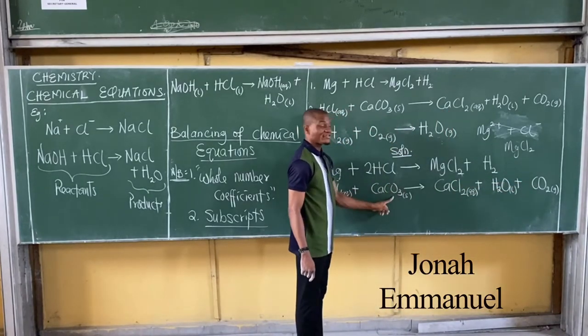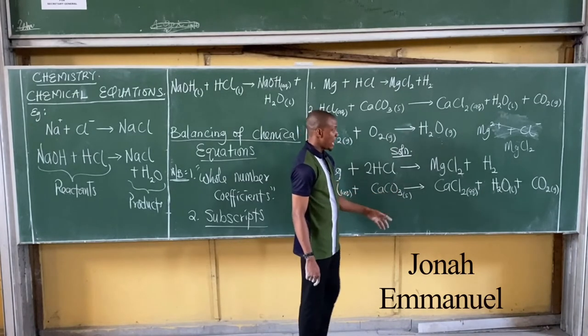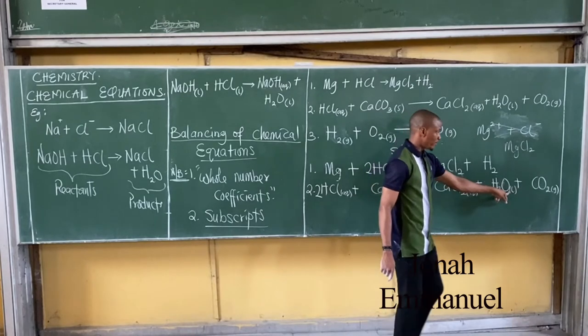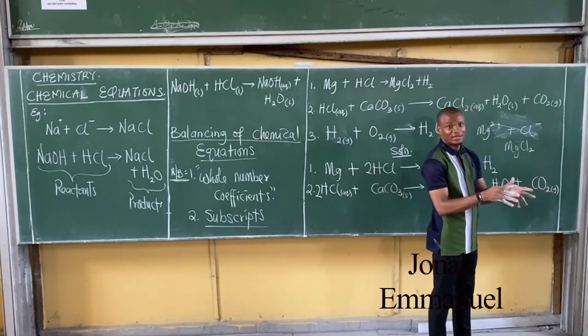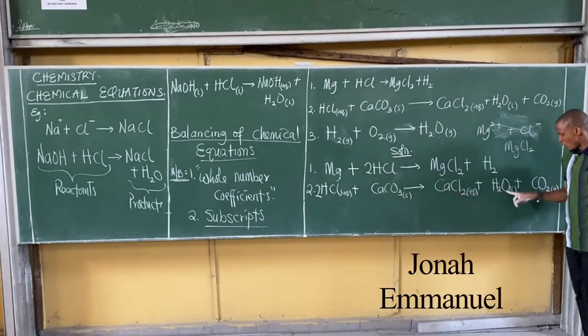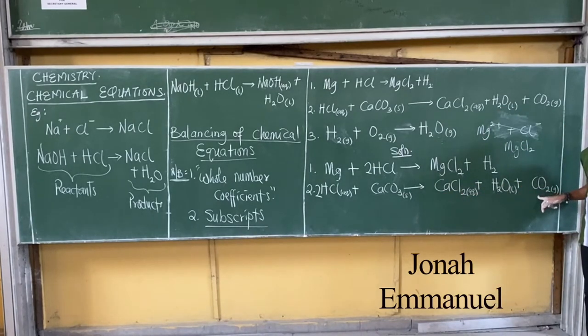Finally, come to oxygen. How many oxygen here, at the reactant part? Three. How many oxygen do you have here? I have one here, plus two here. So you know how many there? Three. That means three oxygen here in total. One plus two here, that's the total. So it's balanced.